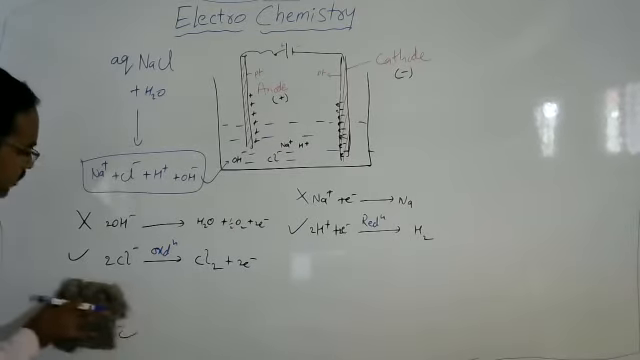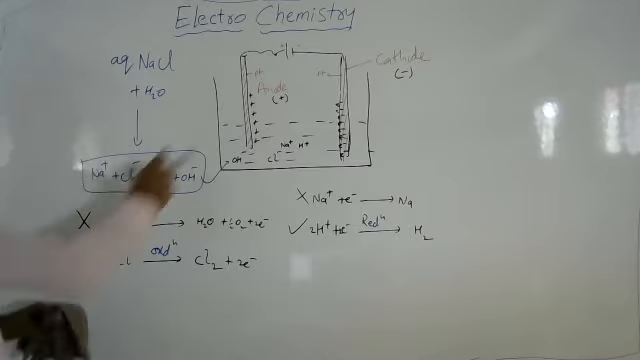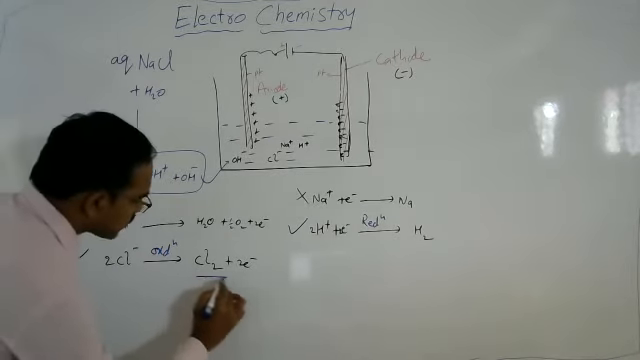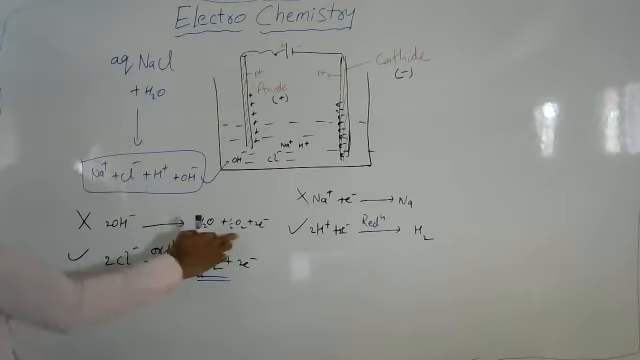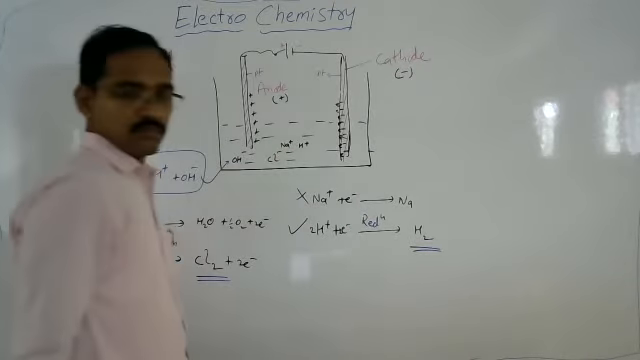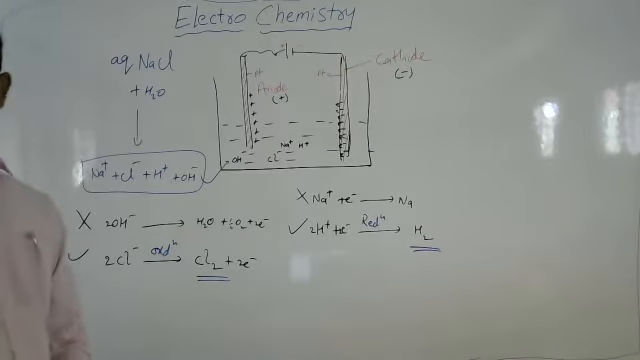So at the anode, the oxidation reaction takes place. Chlorine gas is liberated, not oxygen gas. Here at the cathode, hydrogen gas is liberated. Is it clear?